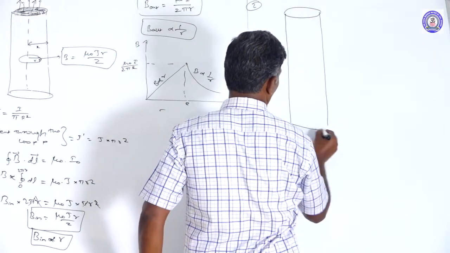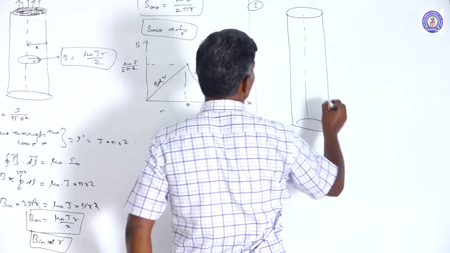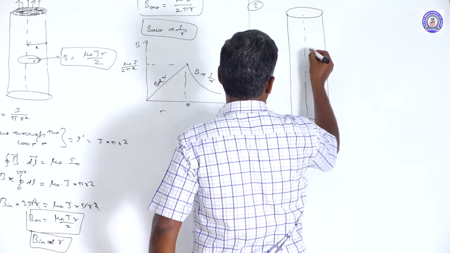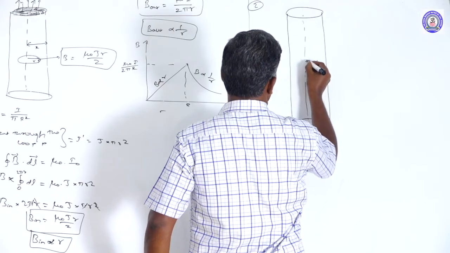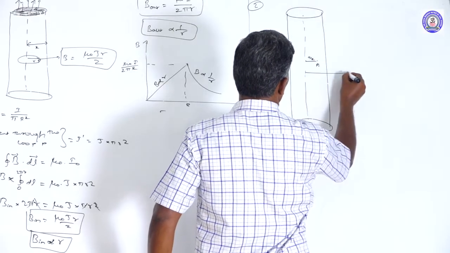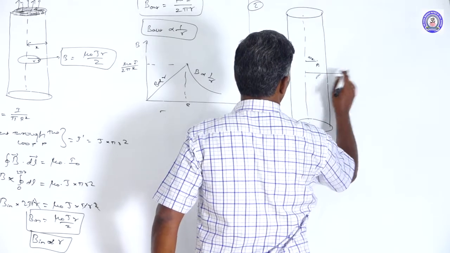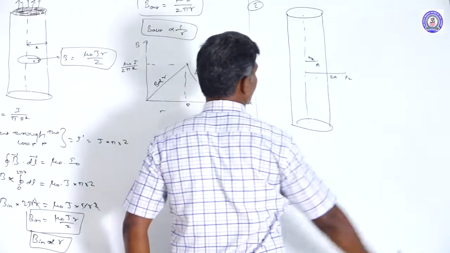Consider the cylindrical shape of our wire with its axis at the center point. We are going to consider two points. P1 is taken inside, at a distance R by 2 from the center. The other point is P2, at a distance 2R.